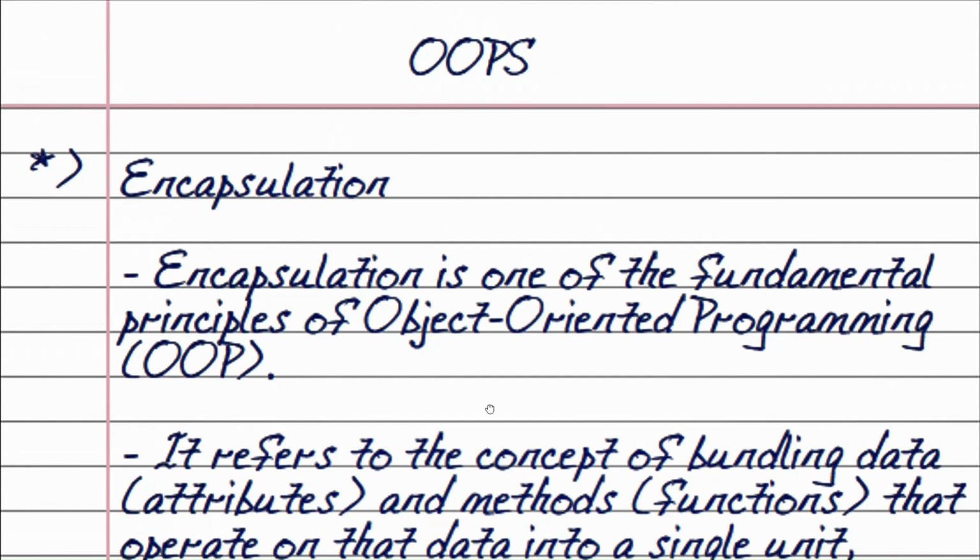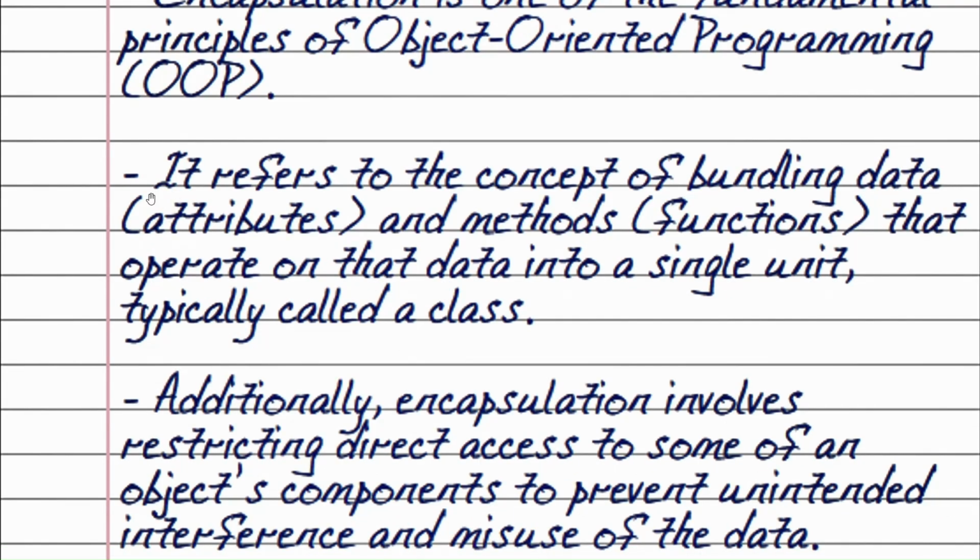In today's video, we are going to learn about encapsulation. So let's start. Encapsulation is one of the fundamental principles of object-oriented programming. It refers to the concept of bundling data, that is nothing but the attributes, and methods, that is nothing but the functions that operate on the data, into a single unit, typically called a class.